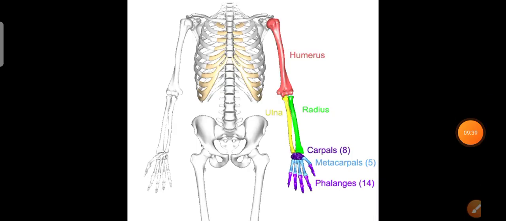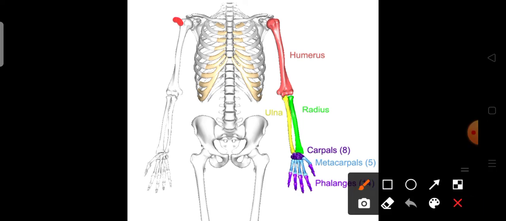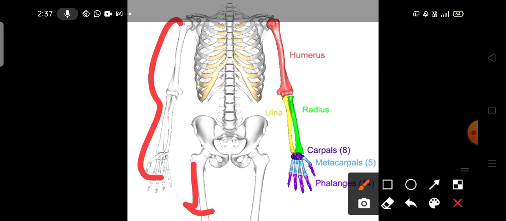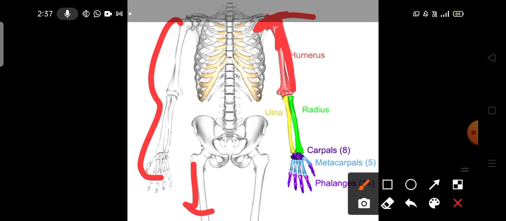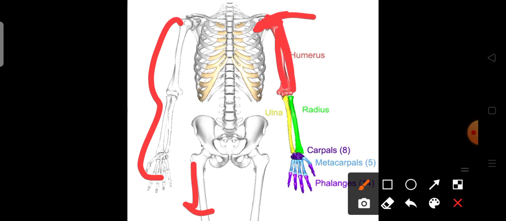So this is the humerus, this is the radius. The upper portion is known as the upper extremities, and this down part is the lower extremities. This is the upper forelimb. Here are the joints: the scapula, and this is the shoulder joint. Only one bone will be there, that is the long bone of the forelimb, known as the humerus.